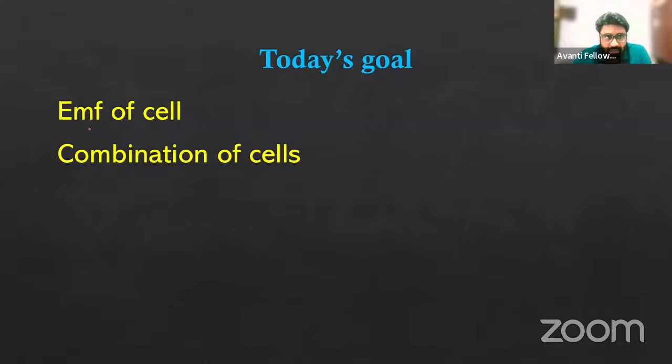So first of all, in today's lecture, we are going to learn about the EMF of a cell, the most awaited topic, and then we will have a little more illustration of the combination of cells. Same as the combination of resistors, in the same way we connect the cells in series and parallel, and then see what happens to the resulting EMF, potential difference or internal resistance.